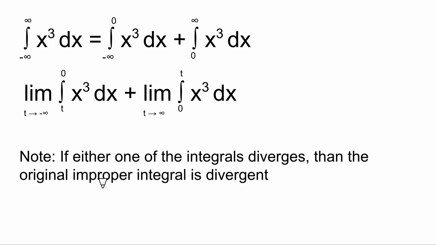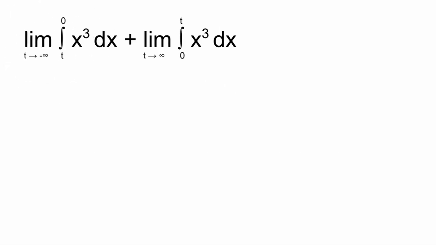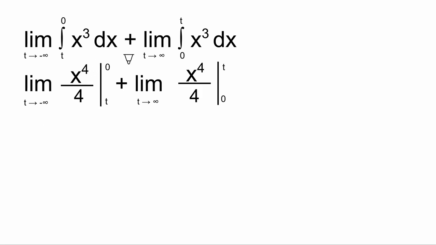independently. And one quick note, if either one of these integrals diverges, meaning that the limit does not exist, then this whole integral is also divergent. So now let's solve. These two integrals have the same integrand, so they will actually have the same antiderivative. It will just be evaluated at different endpoints, this being from t to 0, where t represents negative infinity, and this being from 0 to t, where t is positive infinity.